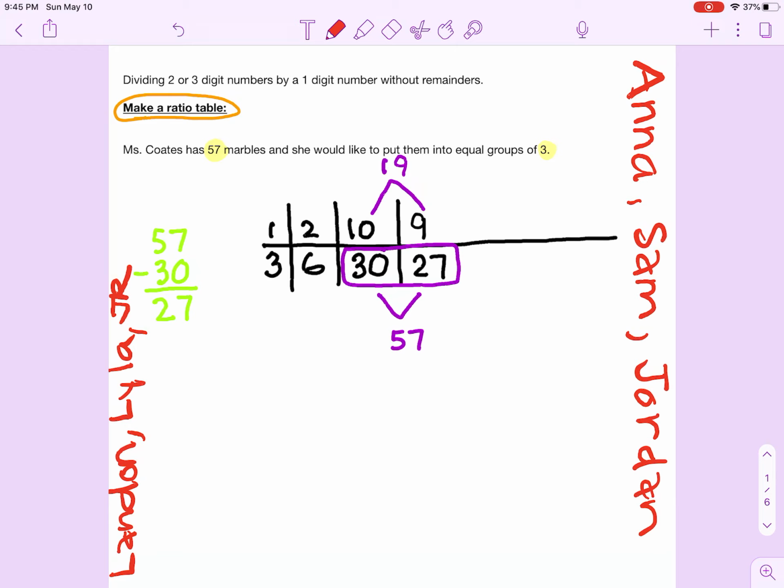Also, another great way to get started today would be with something brand new. We're going to be taking a look at, for the first time this year, dividing 2 or 3-digit numbers by a 1-digit number without remainders at this point. So you may have some experience in doing some dividing, but I certainly hope today's activity will challenge you, and that's something I want to remind you about as you're working today.